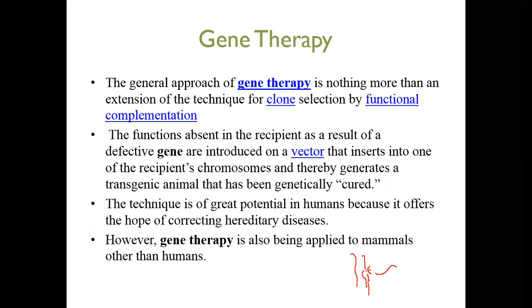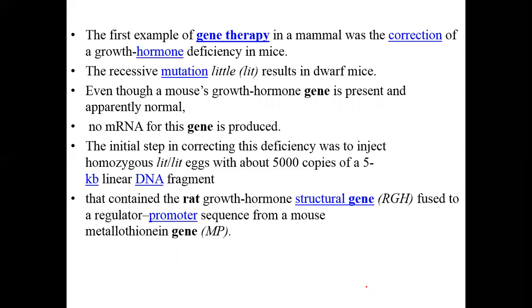However, gene therapy is also being applied to mammals other than the human. Up till now, it's mostly being used for the mammals. The first example of gene therapy in a mammal was correction of the growth hormone deficiency in the mice. In the mice, the recessive mutation little results in dwarf mice. Because of the deficiency of the growth hormone, dwarf mice are generated, even though the mouse growth hormone gene is present and apparently normal. No mRNA for this gene is produced.